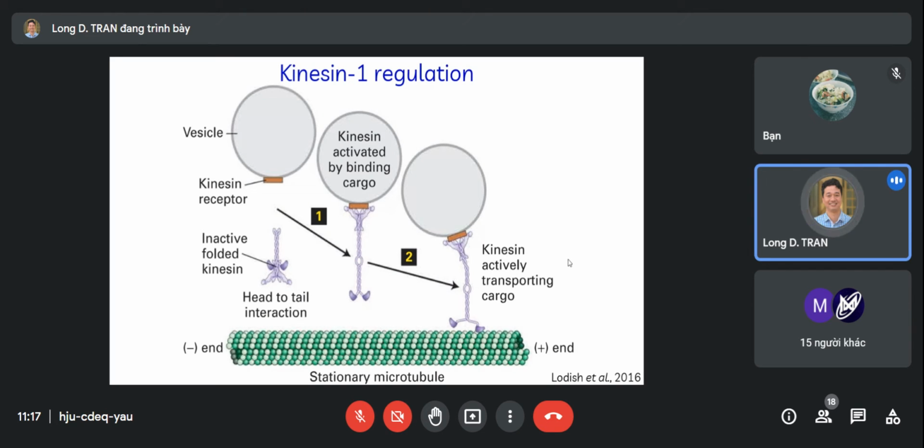So the kinesin in its normal state can also be inactivated in the folded form, and it can be activated when it binds to the cargo.